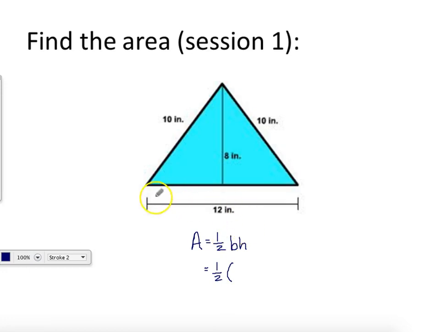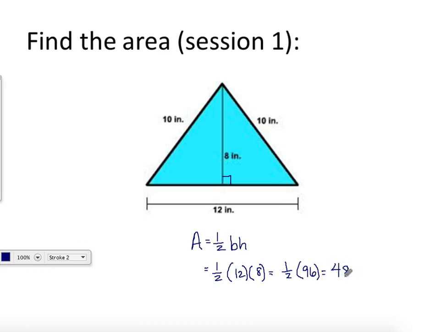So what's my base? The base is from here to here, and that's 12. What is the height of the triangle? Is it 10? No, there's no right angle with the base. So this length right here is my height, because it creates that right angle with the base. We just talked about that on the previous slide. What I'm going to do first is multiply 12 times 8, and I know 12 times 8 is 96. Then I'm going to divide 96 by 2. When I do that, I get my area, which is 48.